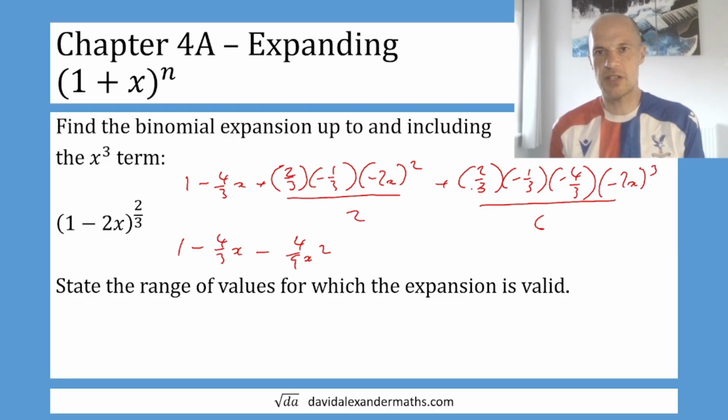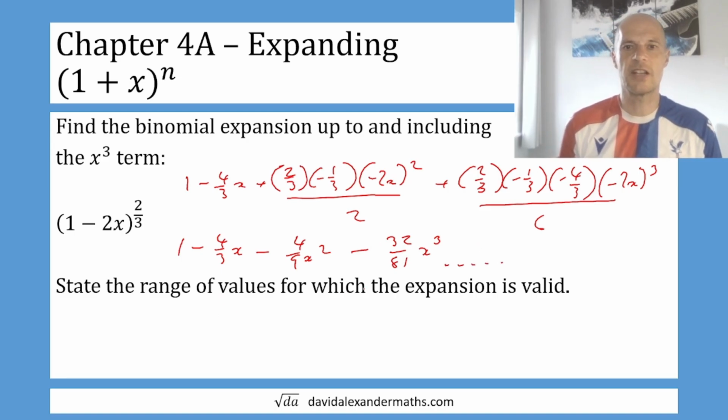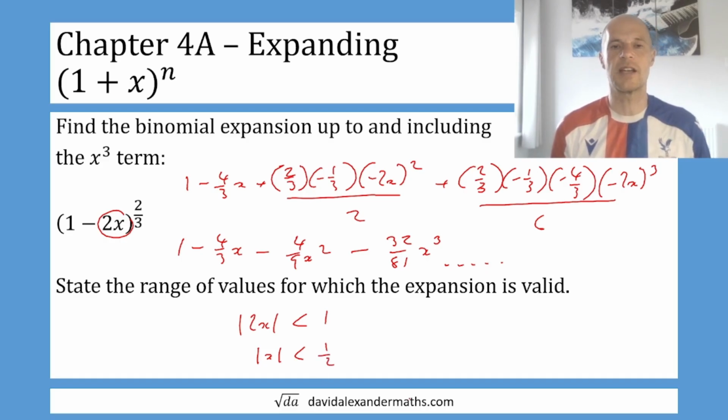Now for the x cubed term, I'm going to do 2 times 1 times 4 times 2 times 2 times 2. Divide by 3, divide by 3, divide by 3, divide by 6. And that is getting me 32 over 81x cubed. And we have 1, 2, 3, 4, 5 negative signs in total, so that will be minus. There we go. So the range of values for which the expansion is valid is the modulus of 2x must be less than 1, so the modulus of x must be less than 1/2. So it only works if the x values are between minus 1/2 and positive 1/2.